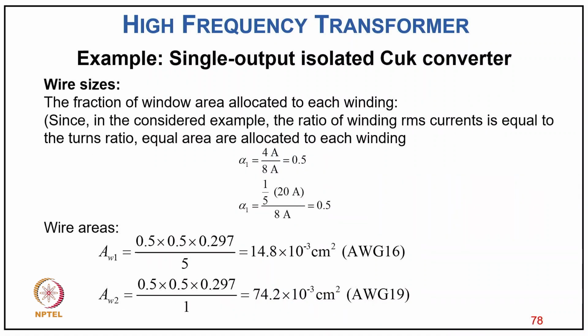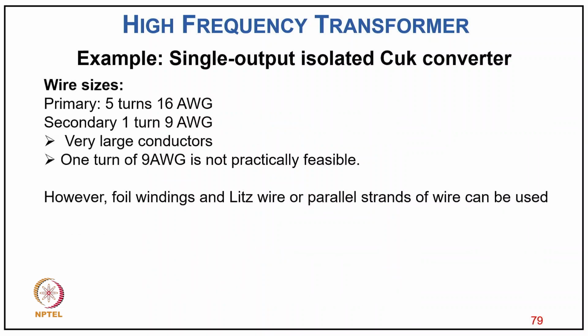So the fraction of window area allocated to each winding: since we are considering the example where the ratio of winding currents is equal to the turns ratio, there is equal area allocated. Alpha equal to 4 upon 8, that's 0.5, and alpha 1 equal to 5 divided by 8, that's 0.5. AW1 equal to, putting in the value, comes to 14.8 into 10 power minus 3 centimeter square, wire gauge 16. And AW2 is 5 divided by 8, so it comes to 74.2 into 10 power minus 3 centimeter square, wire gauge of 19.